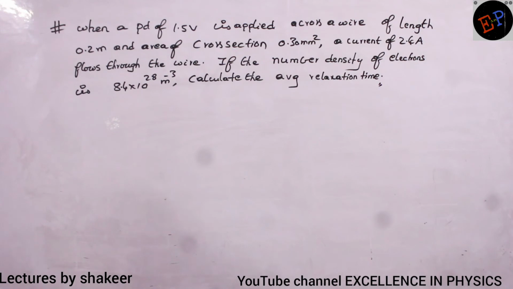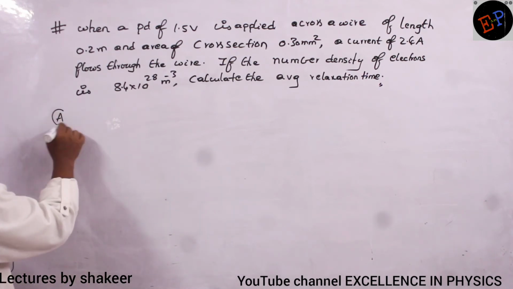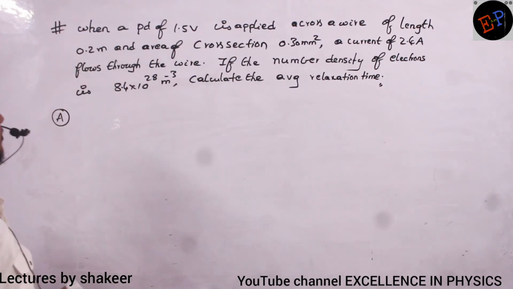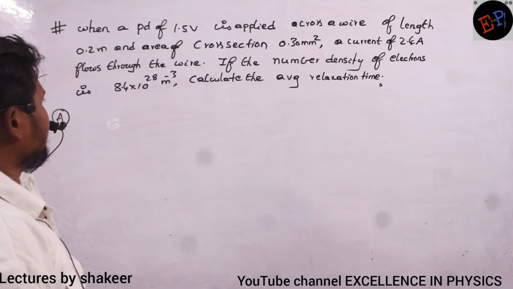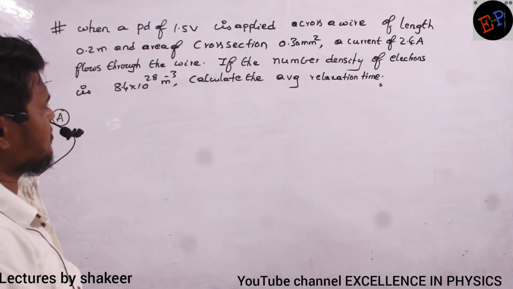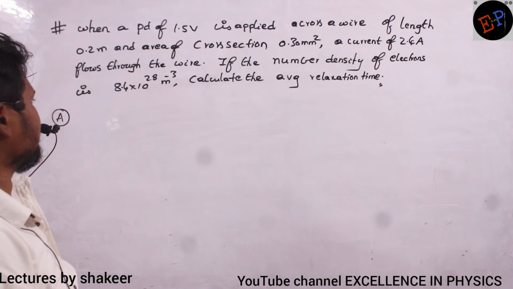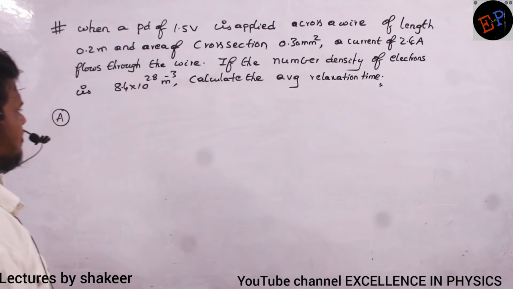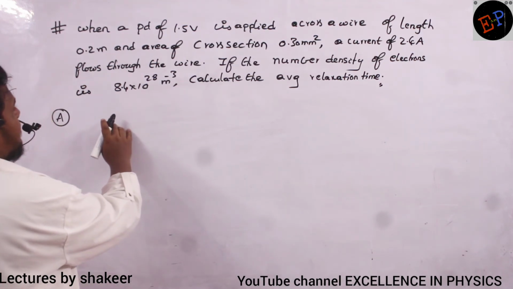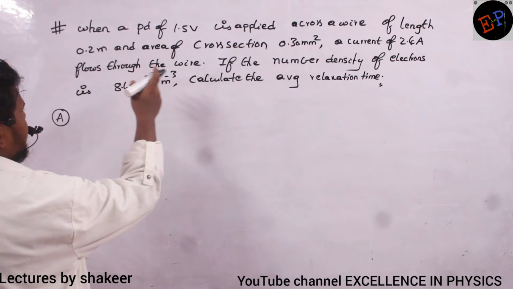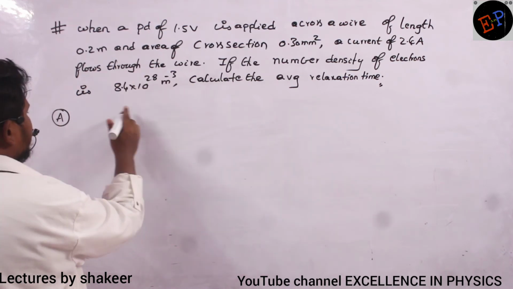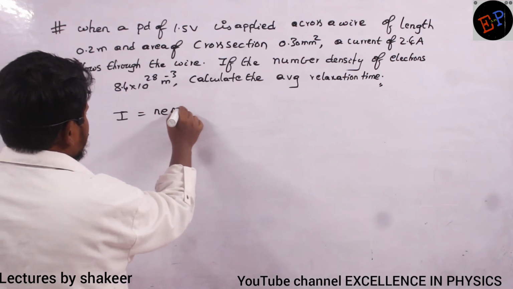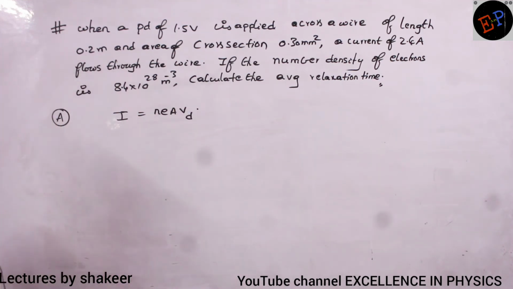So this is the question. When a potential difference of 1.5 volts is applied across a wire of length 0.2 meter and area of cross section 0.30 mm square, a current of 2.4 amperes flows through the wire. Number density n value is given, then calculate the average relaxation time. So potential difference, area of cross section, length, current are given. By looking at all these parameters, I can write I equals nAeVd.